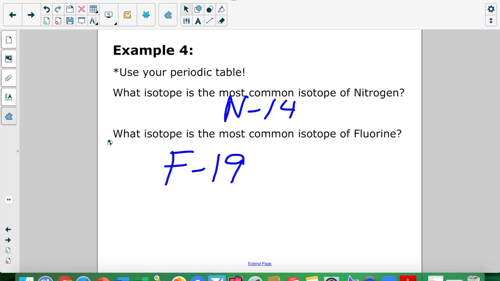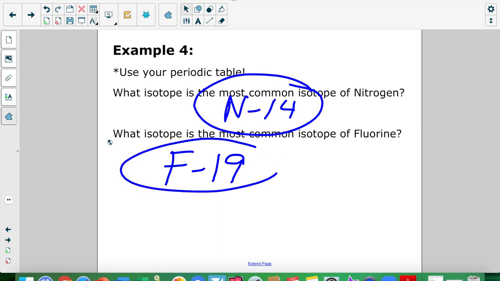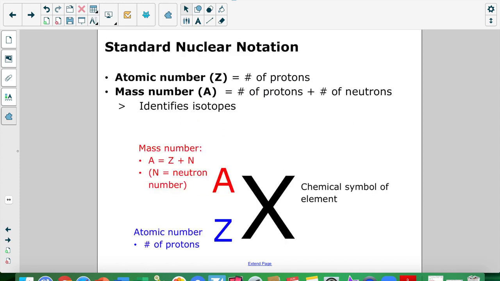All right, so now I'm showing you a way to represent isotopes. The isotope nitrogen 14 and the isotope fluorine 19, I am representing this way. But there's another way to represent isotopes, and it's what we're going to learn next.